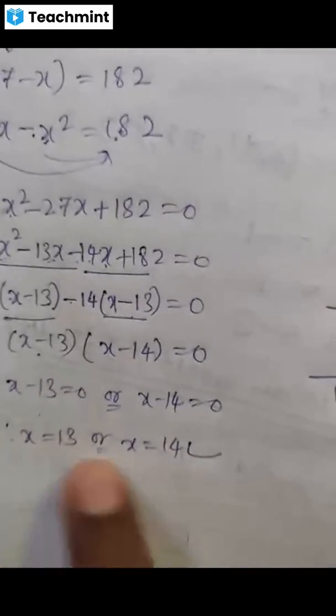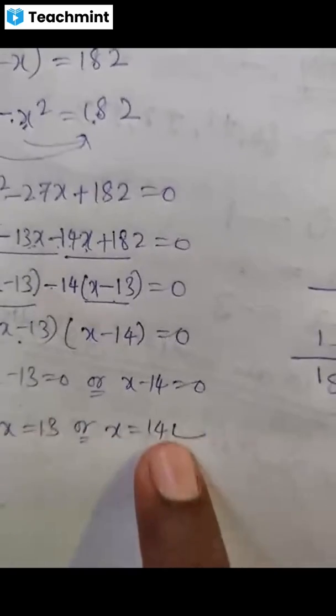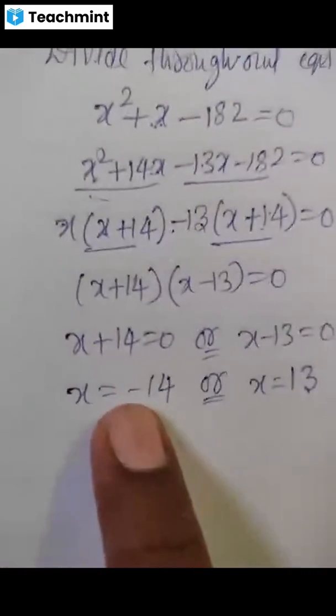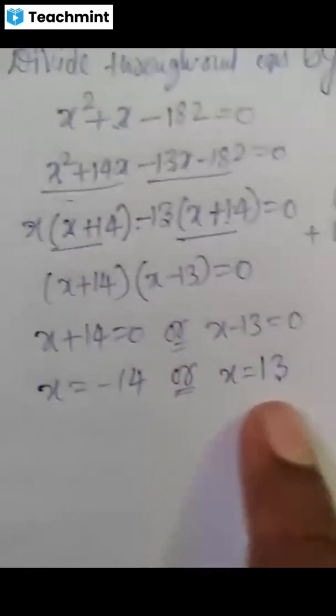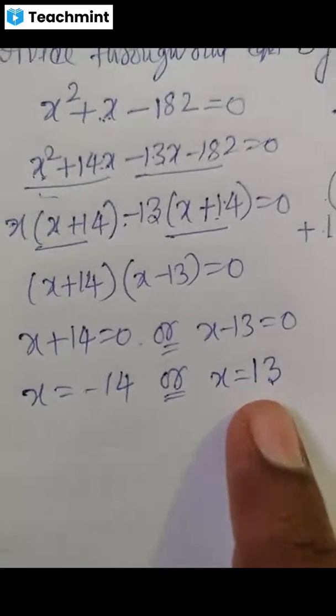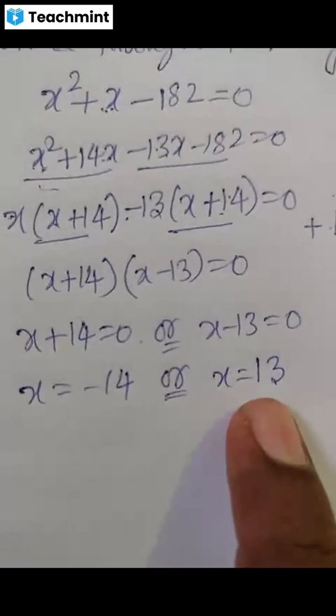So here, see here, the factors are both plus, 13 and 14 are plus. Here x is minus 14 and one more x is 13.